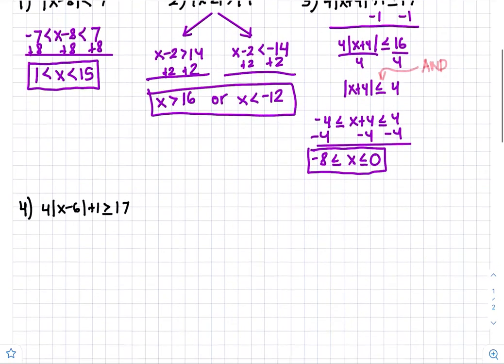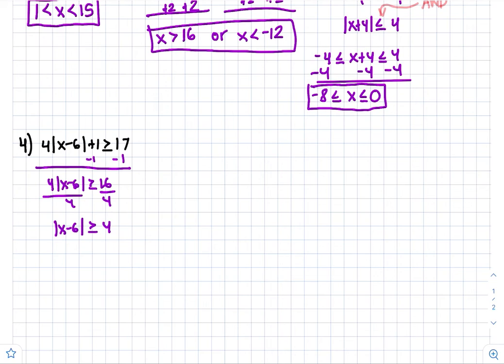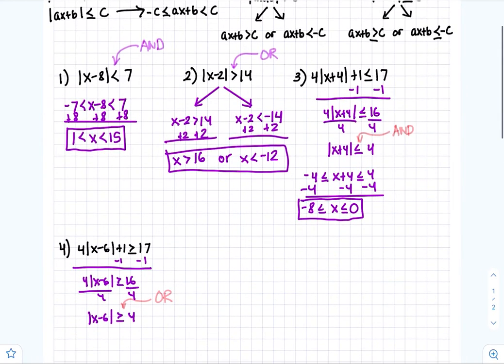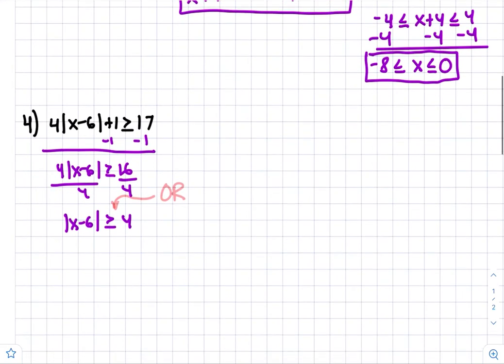Okay, lastly, we have number 4. Isolate the absolute value symbol, so we're going to subtract 1 from both sides. Divide both sides by 4, and we're going to get absolute value of x minus 6 is greater than or equal to 4. Now, let's look at our symbol. This is a greater than symbol, so it's an or statement. And if it's an or statement, you know to use these formulas right there, which means we're going to make 2 inequalities.